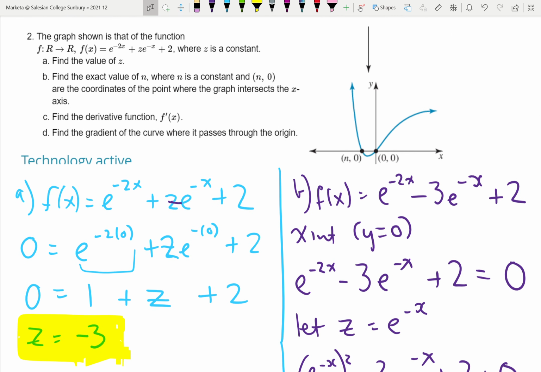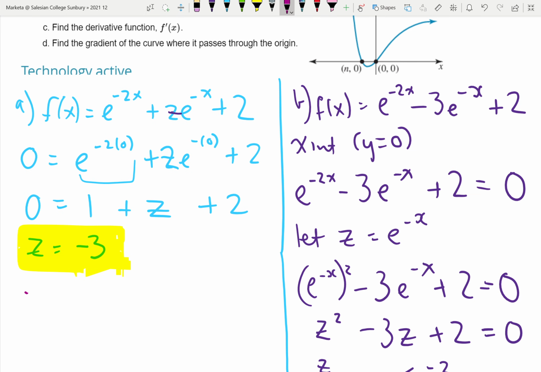Okay, find the derivative function, f dash of x, so that's pretty straightforward. Equals, all right, so negative 2 times e, negative 2e to the negative 2x, negative 1 times negative 3 is positive 3, e to the negative x, and then the 2 will go. So that's our derivative function.